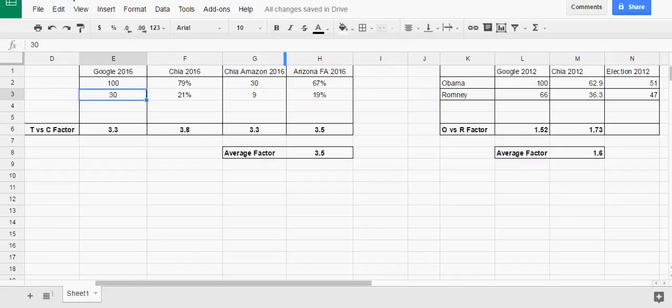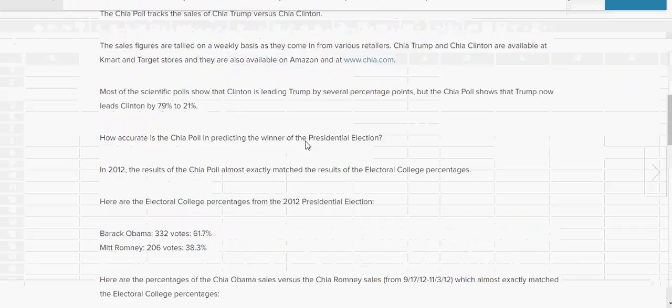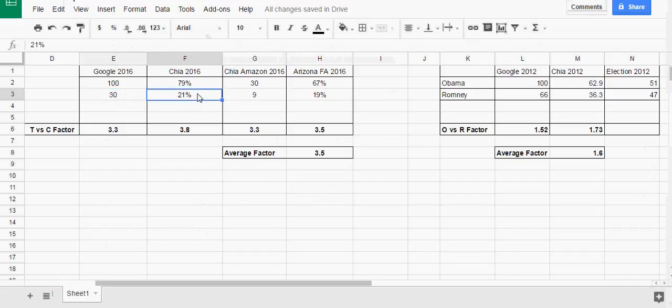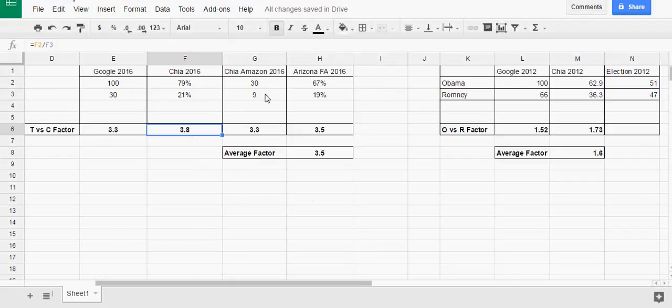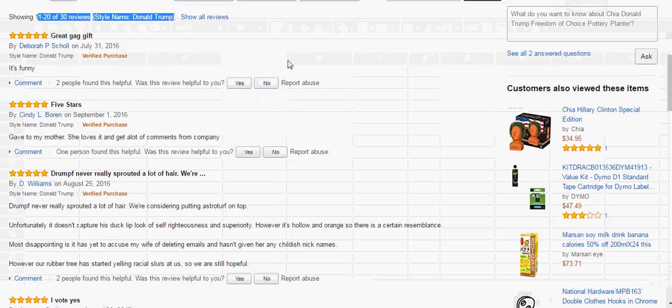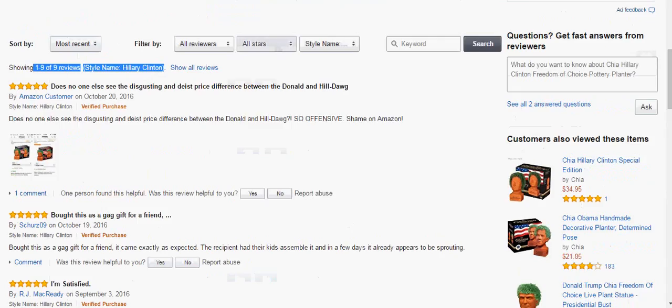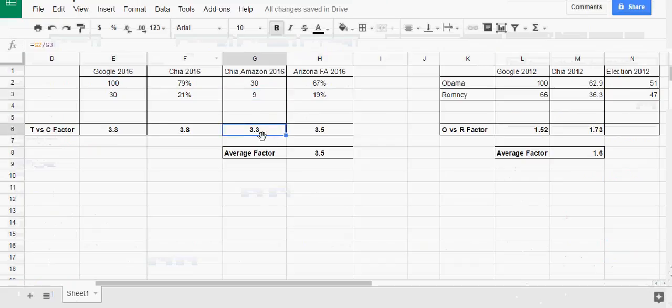And when we look at Chia Pet sales, it says here that the Chia Poll shows that Trump now leads Clinton by 79 to 21%. And that is a multiplier of 3.8. And when I double checked it with Amazon to see what kind of reviews were left, I see that Donald Trump's got 30 reviews and Clinton's got 9. So we compare that, and that's pretty close again at 3.3 times the amount of interest.